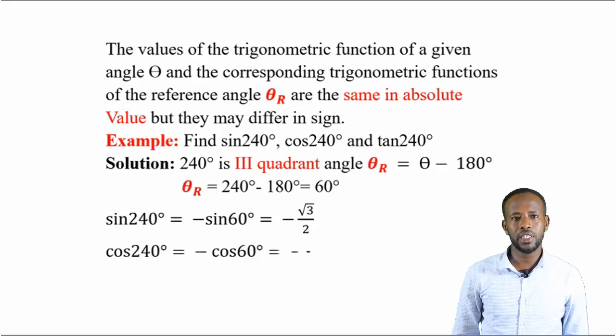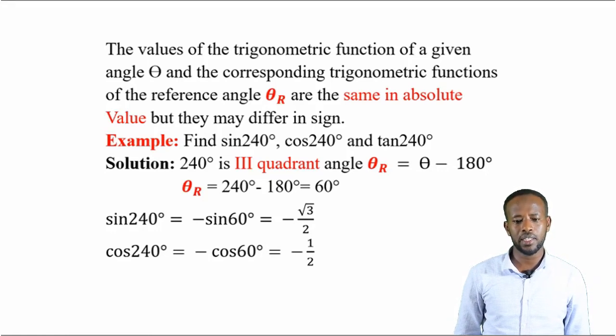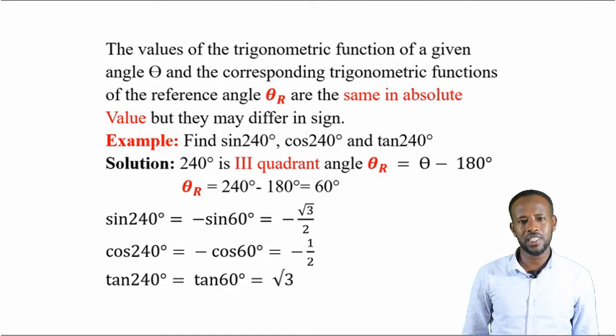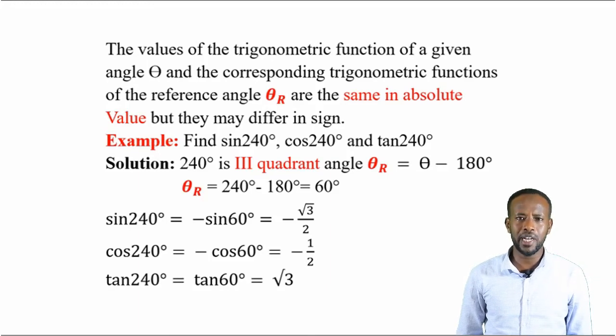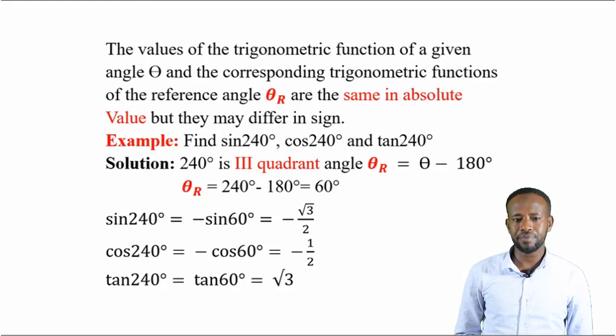Cos of 240 degrees is equal to negative cos of 60 degrees, which is equal to what? Negative 1 over 2. We know these are special angles we have learned in our previous class. So tan of 240 degrees is equal to tan of 60 degrees, which is equal to what? Radical 3. Why didn't tan become negative? Because the only trig function which is positive in the third quadrant is tan. You remember. That is why tan of 240 degrees is equal to radical 3.